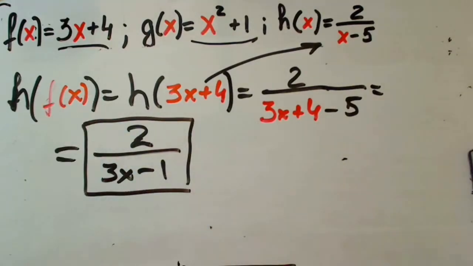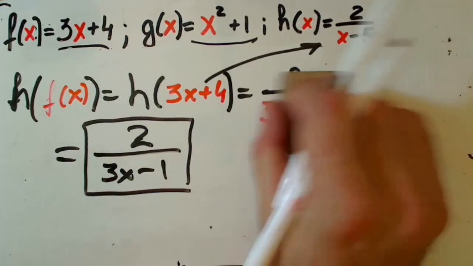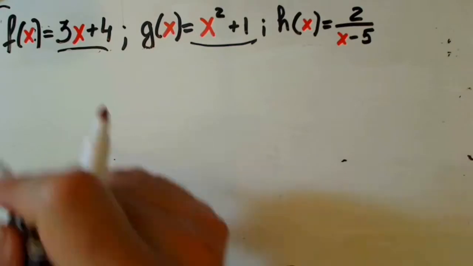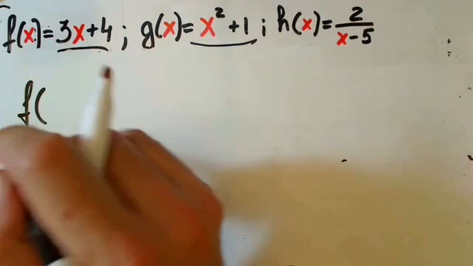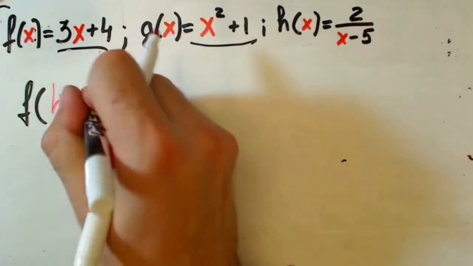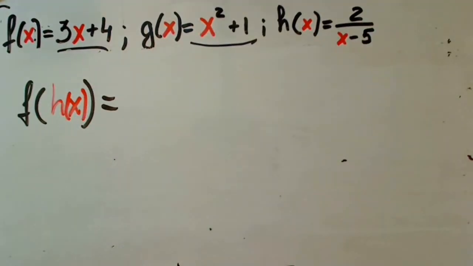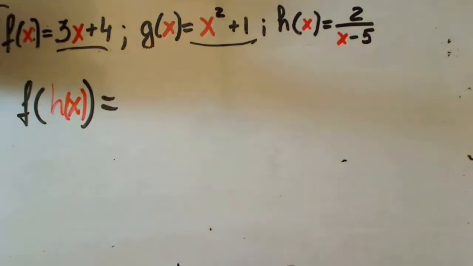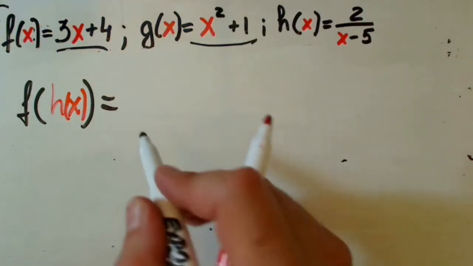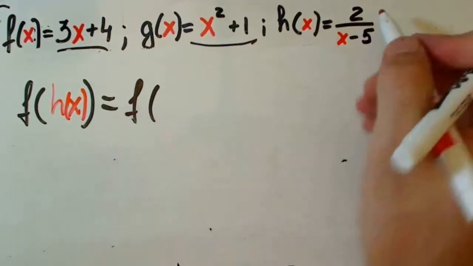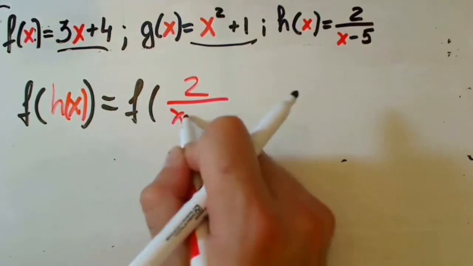Now next one, just flip. Next example is the opposite. We have f of h of x, and like you can see, even if we're switching them, the result will be different. That's why we should know what is input, what is output. Now, what is our input? H of x, which is 2 over x minus 5.